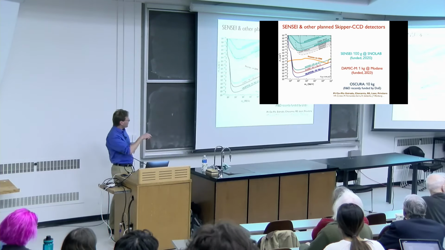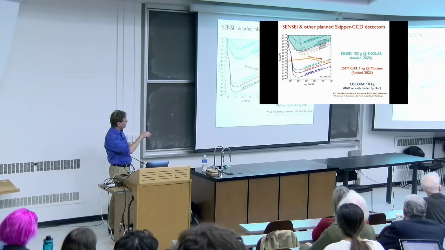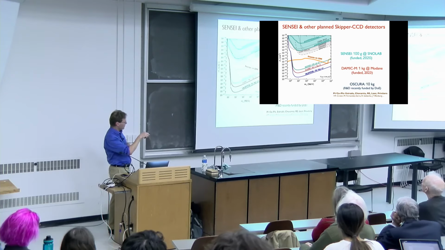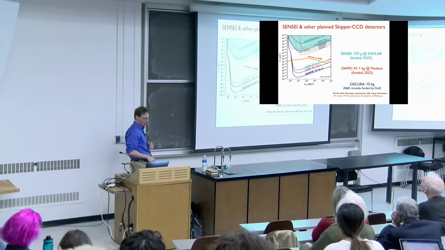Now, SENSEI is the first step in using skipper CCDs to probe dark matter. There's also another effort called DAMIC-M, which is going on. They're also going to use skipper CCDs, and they're going to have about 1 kilogram of them.